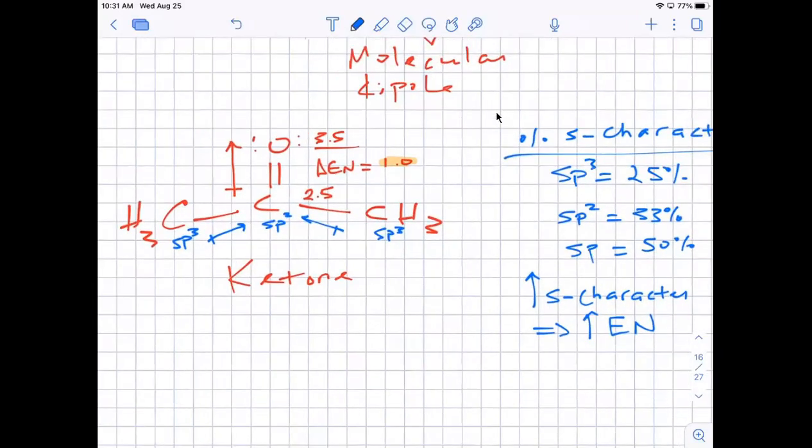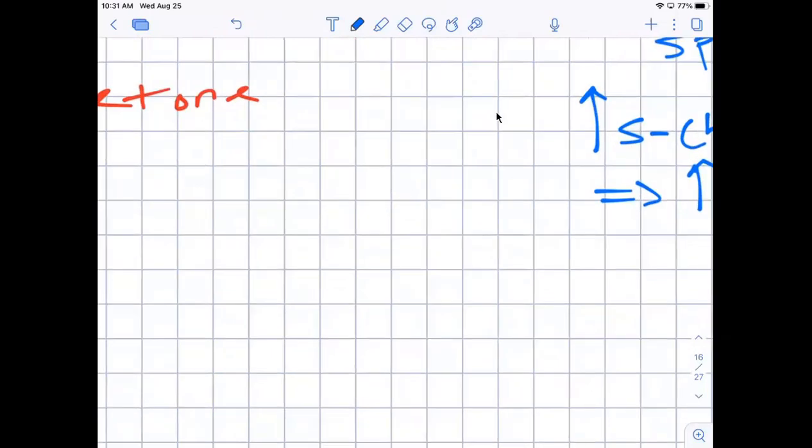Because of that difference in hybridization state. Yes? No? Speak up if it's not clicking. It's not clicking? Okay, what's not clicking? Which part? The S character? All right, let me put it in different terms. Don't take this the wrong way, don't be offended. I'm just trying to make it make sense.